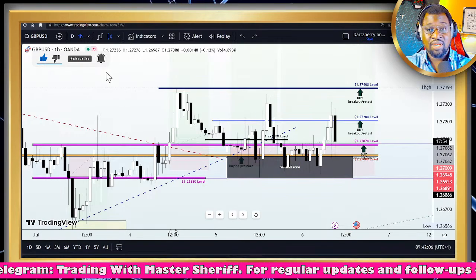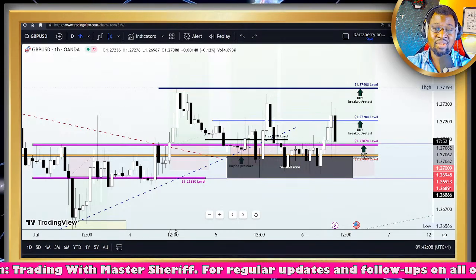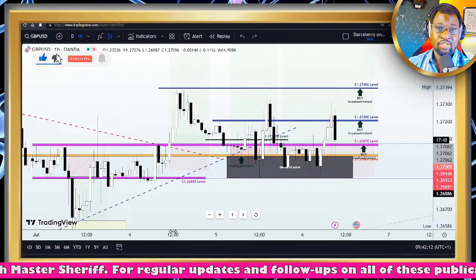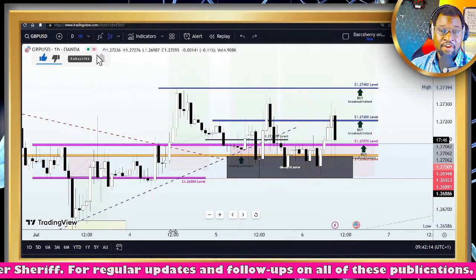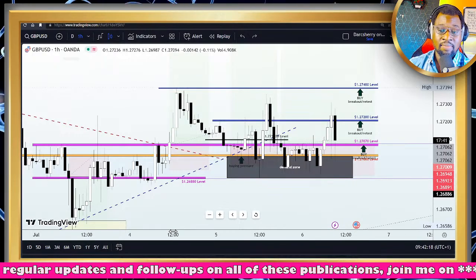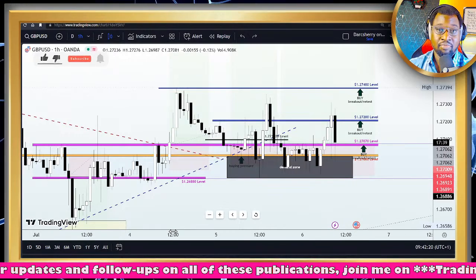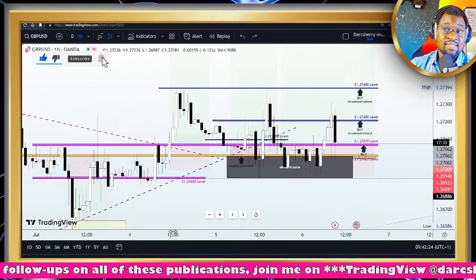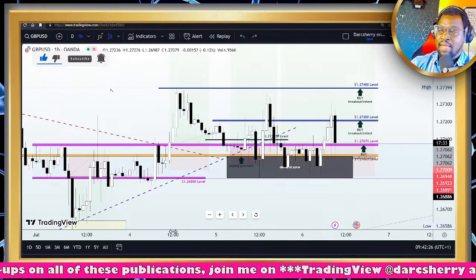And with this situation, it's quite reasonable that we continue to look out for buying opportunities. It doesn't make any sense trying to sell above a very strong, very robust demand zone. This is a very strong demand zone that has been holding by pressure since the beginning of the week. So it doesn't make any sense that we consider selling at this point in time.